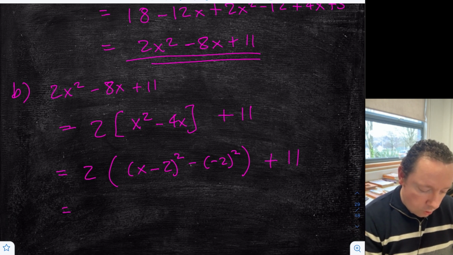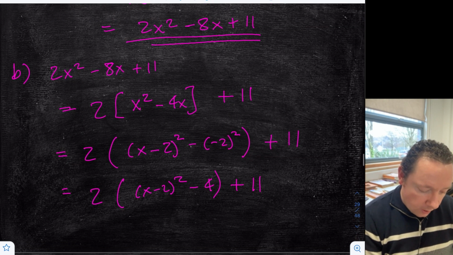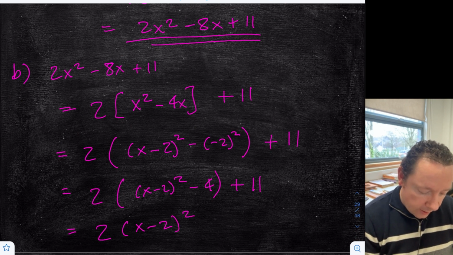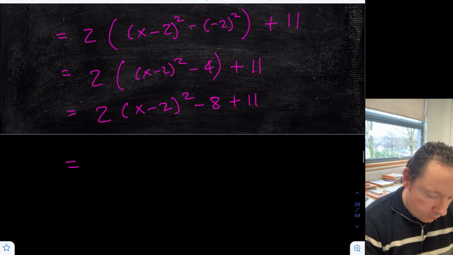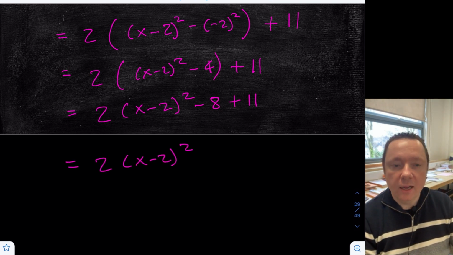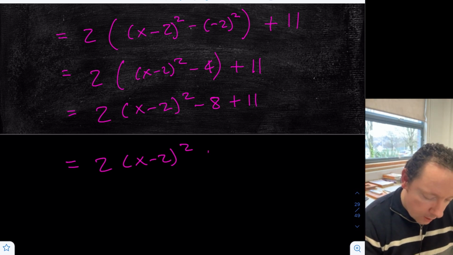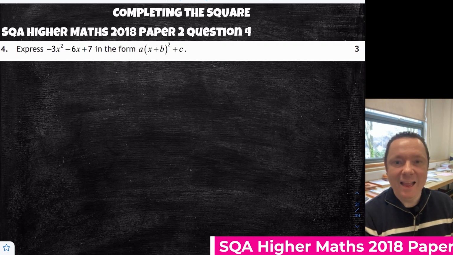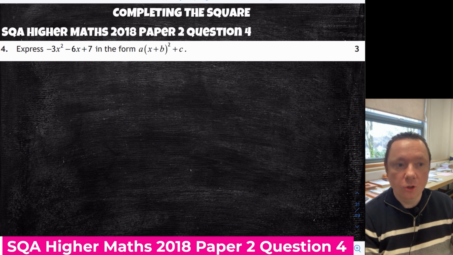So that equals 2x minus 2 squared. 2 2's is 4, so minus 4, and then plus 11. And then expanding the bracket, we get 2x minus 2 squared. 2 times minus 4 is minus 8, plus 11. That gives us a final answer of 2x minus 2 all squared, minus 8 add 11 is plus 3. And we're done there.